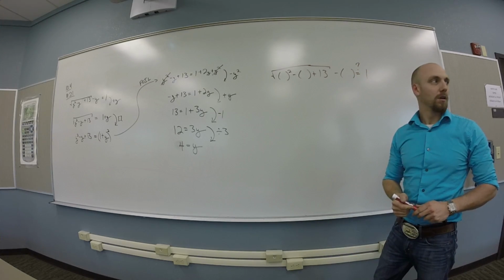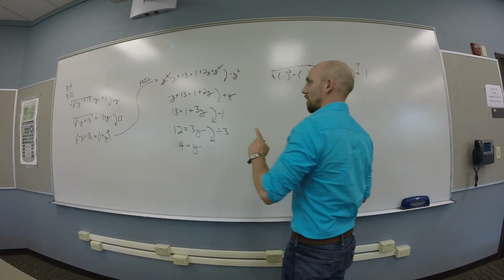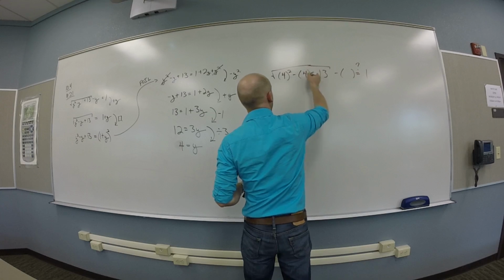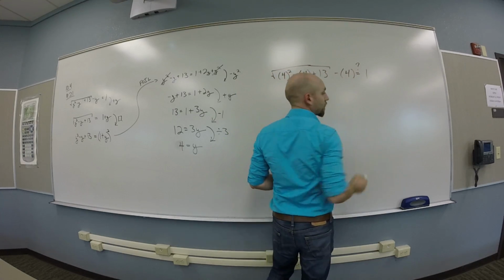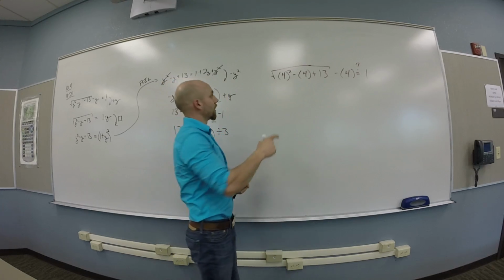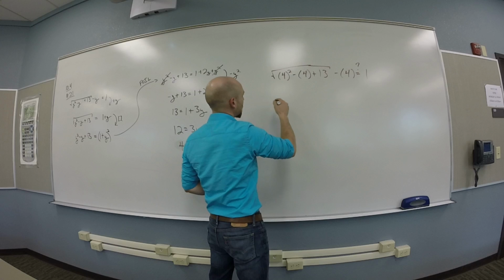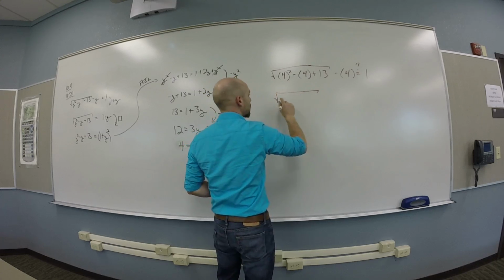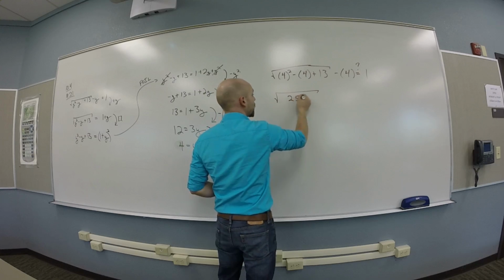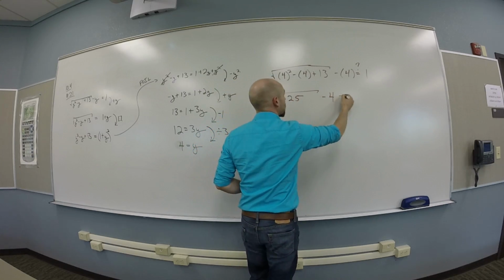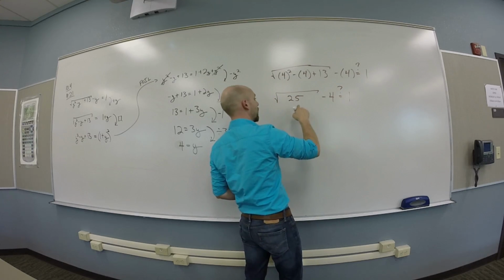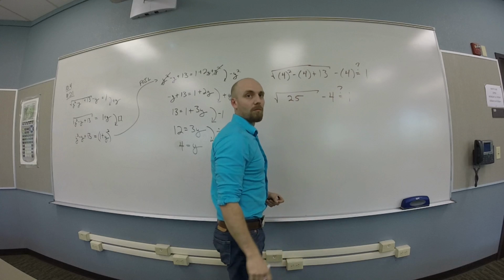Let's plug it in. So I got 4 squared minus 4 plus 13, plugging 4 in for y. What do you got in here? 16 minus 4 plus 13 gives you 25. And I'm wondering, is the square root of 25 minus 4 equal to 1? The square root of 25 is 5, and 5 minus 4 is 1.